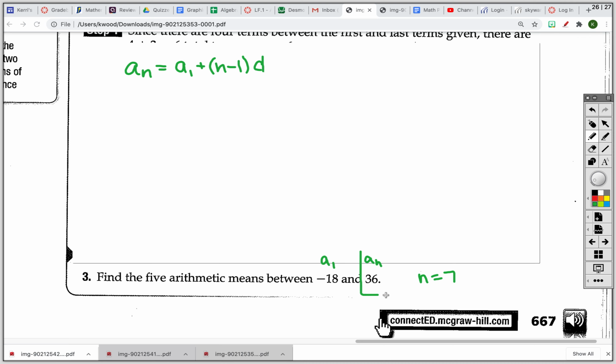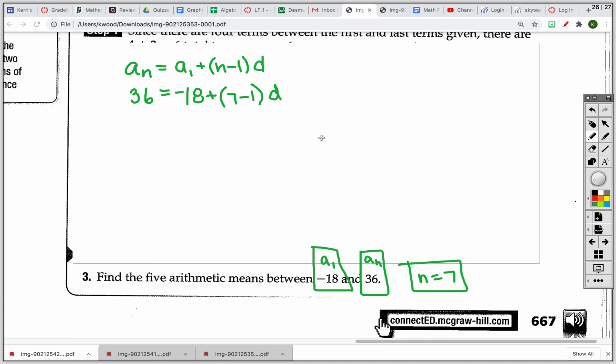So we have our a sub n. We have our first term, our a sub 1, and then we have our n. So we simply plug them in. So 36 is equal to -18 plus 7 minus 1 times d, because we do not know our d yet. 36 is equal to -18. 7 minus 1 is 6, so it's 6d.